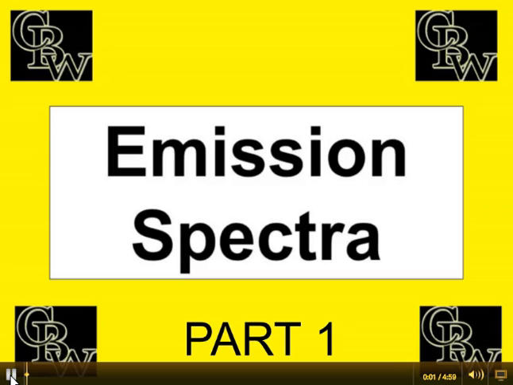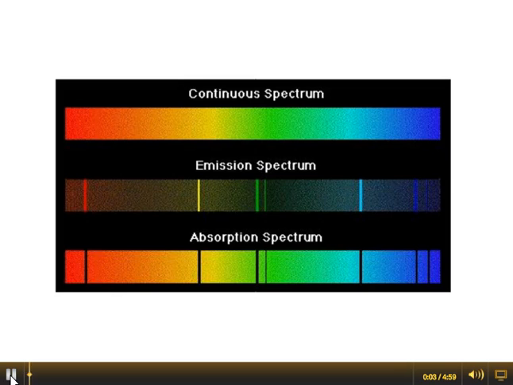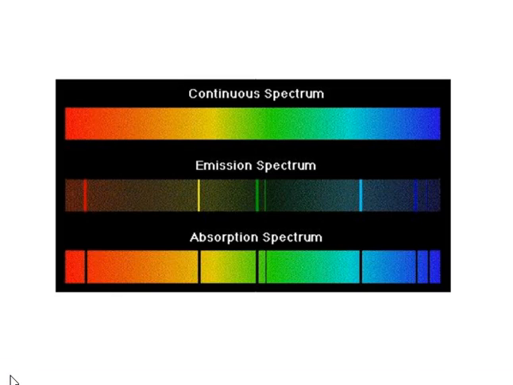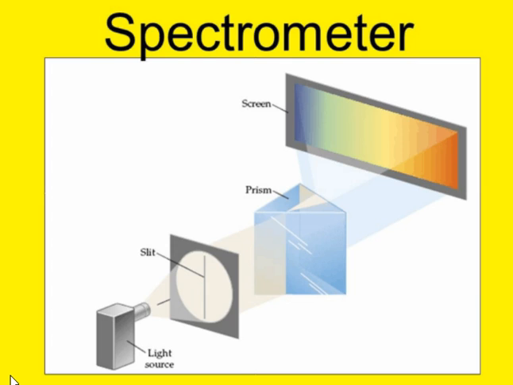Emission Spectra, Part 1. An emission spectrum tells us what wavelengths are absorbed or emitted by a particular sample. In chemistry, we're often looking at tubes that hold atoms in the gaseous form. We run electricity through those atoms, and we look at the light coming out with a spectroscope or a spectrometer. A spectrometer is a device that splits light into its respective wavelengths.